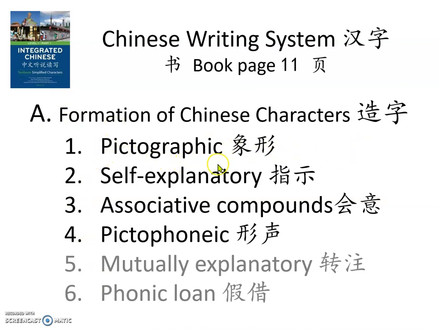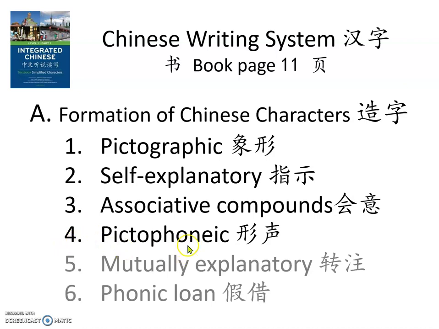Number 1 is called pictographic, 象形. Pictographic is basically just from a picture. Number 2, self-explanatory, 指示. That means the character actually tells you what it means. It has some kind of indication to tell you the meaning. Number 3, associative compound, 会意, is using existing pictographic characters and putting 2 or more together to form a new word to express the meaning it tries to say.